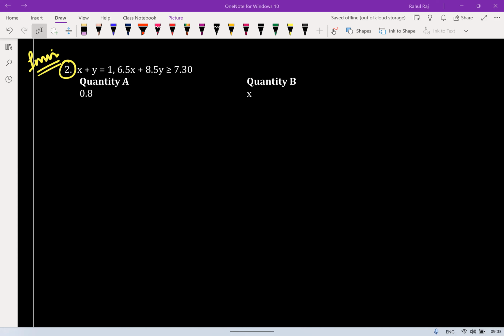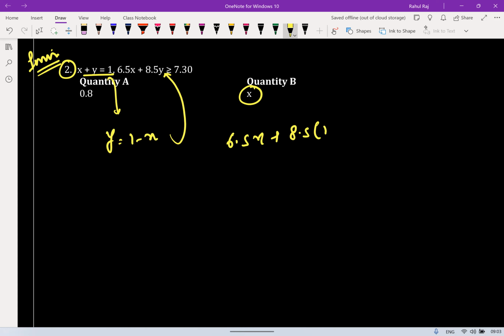Can you please do it once again? It says that y is equal to what? 1 minus x? 1 minus x, yeah. You have to find quantity x, so we'll put it over here and see. It becomes 6.5x plus 8.5 into 1 minus x greater than 7.3. Yeah. 7.3.